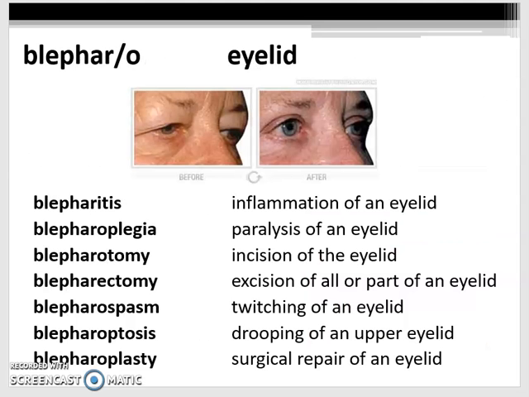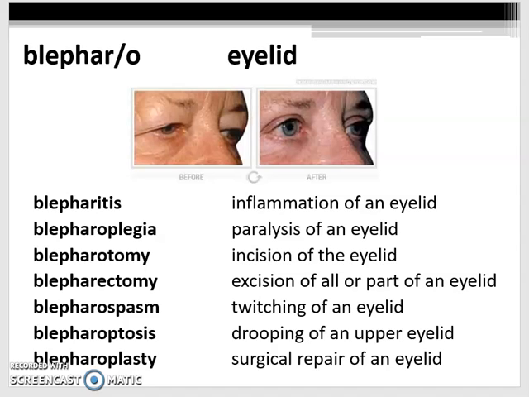Now, we're going to cover the eyelid. One of my favorite combining forms, blepharo. I just like the way it sounds. And we have a whole list of words that go along with blepharo. I'll read these down for you so you can hear the pronunciations. Blepharitis is inflammation of the eyelid. Blepharoplegia is paralysis of an eyelid.